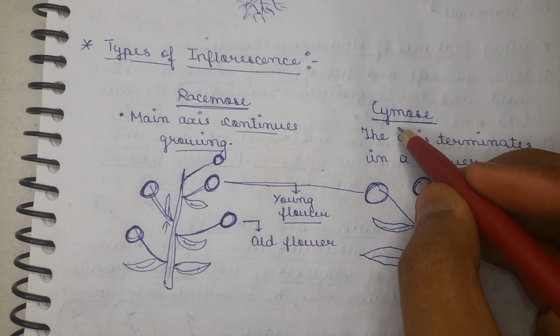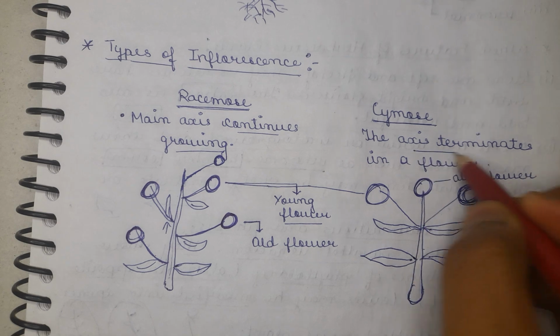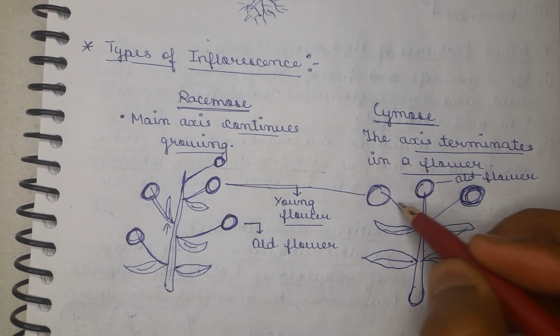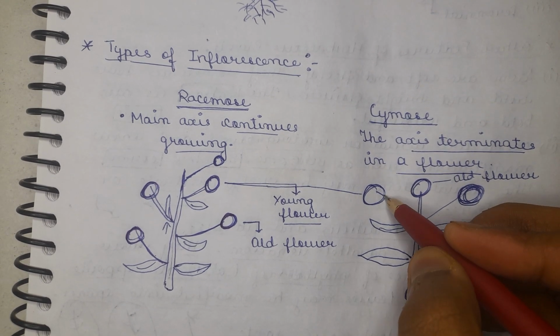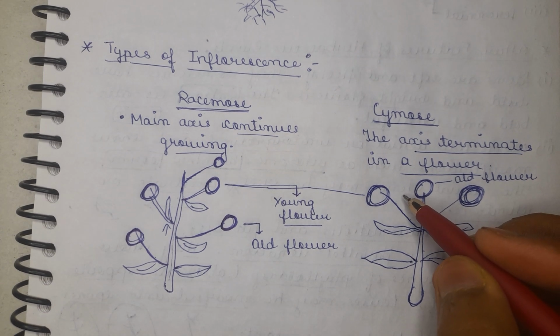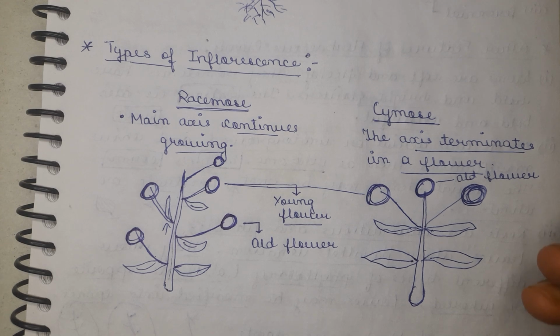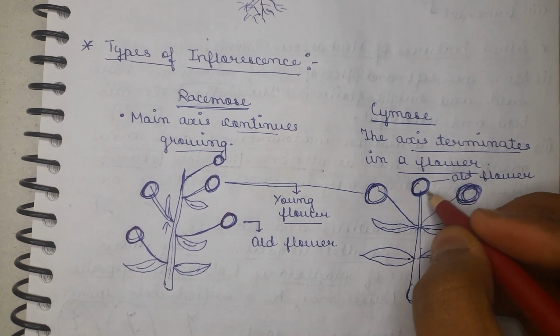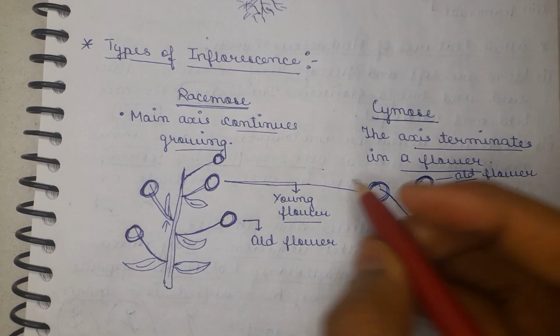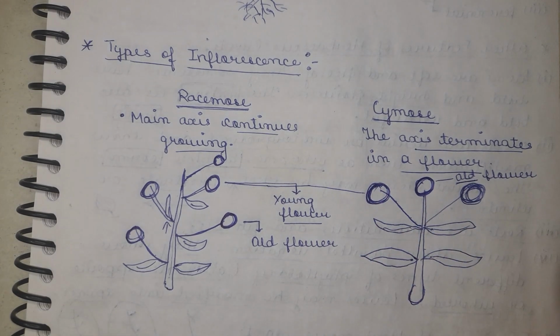The second type of inflorescence is cymose. In cymose, the axis terminates in a flower. This axis gets terminated into flowers not from the bottom of the plant but at the tip of the shoot region. So the flower at the top is basically the old flower, and the flower just below it is the young flower.